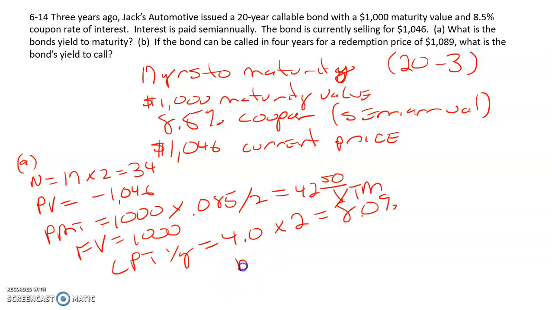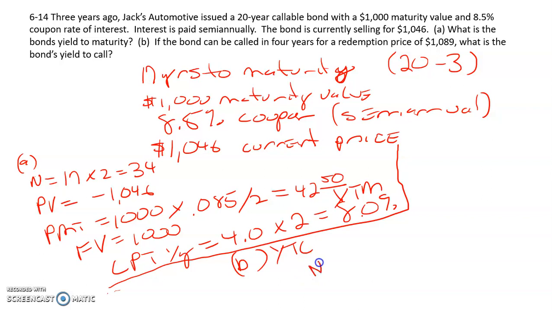So for B, we're going to calculate yield to call. So if the bond can be called in 4 years for a redemption price of $1,089, what is the bond's yield to call? We only need to make 2 adjustments here.